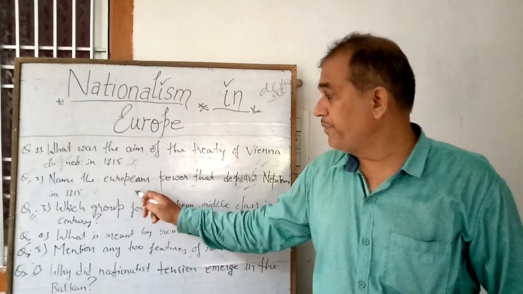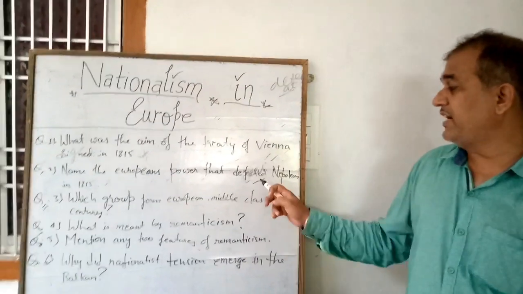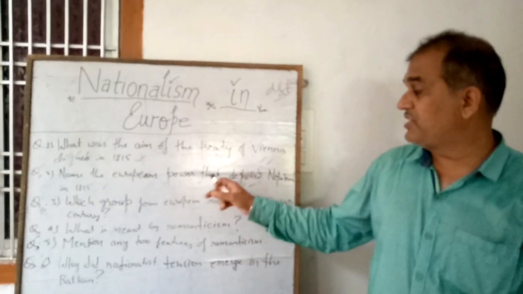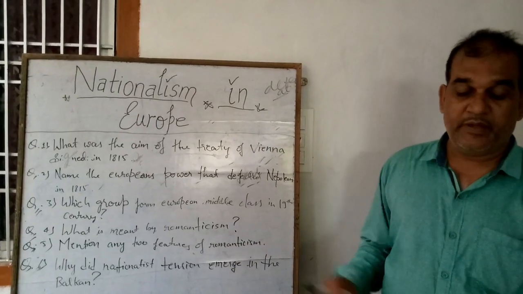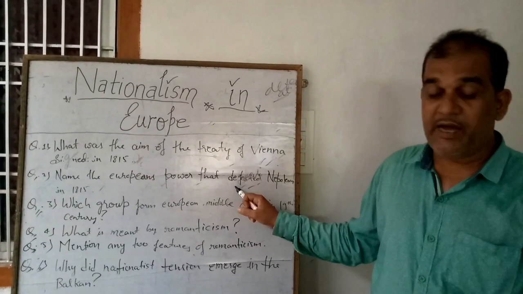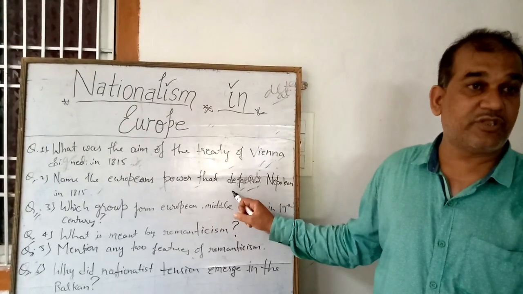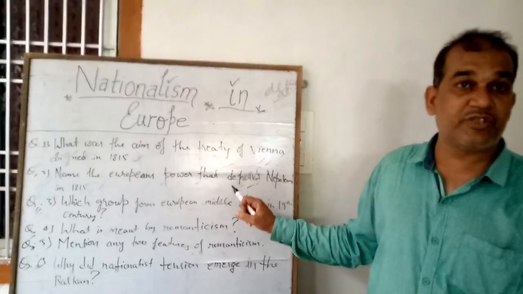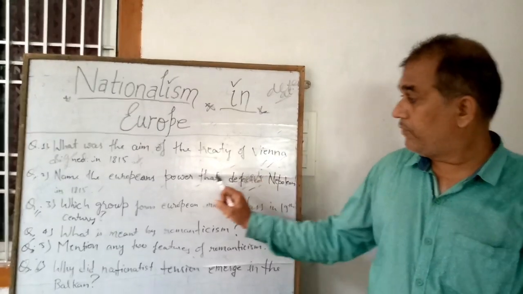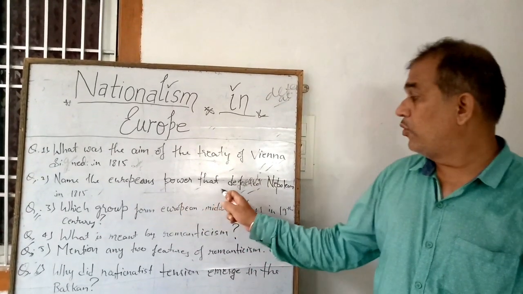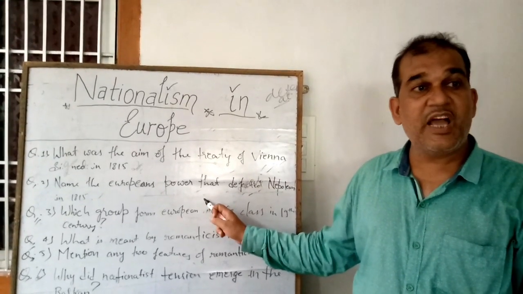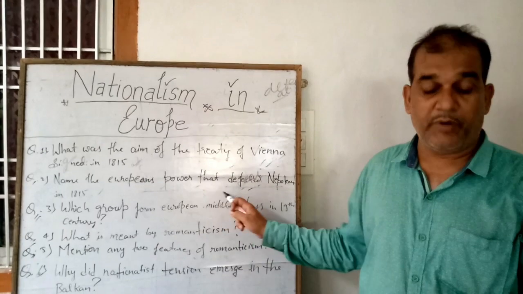The next question, name the European powers that defeated Napoleon in 1815. These European powers were England, Russia, Prussia and Austria. The European powers who defeated Napoleon were England, Russia, Austria and Prussia.